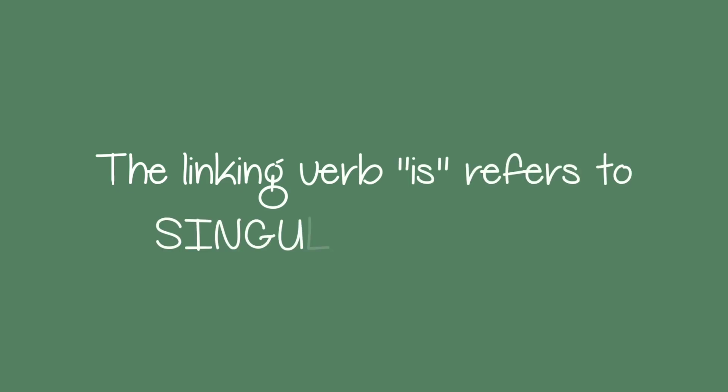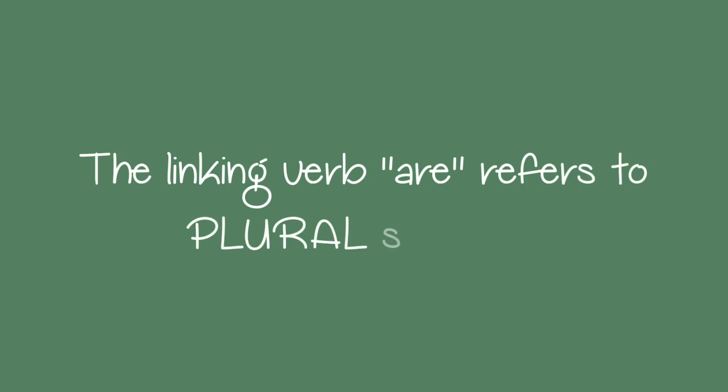Okay. So, ang linking verb na is, ginagamit kapag singular ang subjects. Pag singular, ibig sabihin iisa. Halimbawa, cellphone. Diba? Ang linking verb naman na are, ginagamit to kapag plural ang subjects. Plural subjects mean marami. Okay? Halimbawa, cellphones. So, kapag singular, walang S. Kapag plural na, meron ng S.